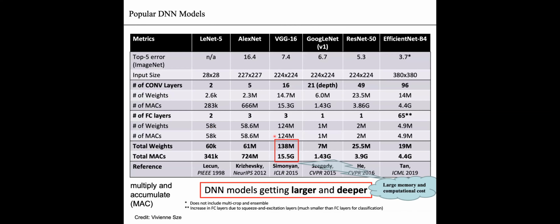Just to give you another concrete example, this table provides a side-by-side comparison of a couple of very popular deep neural network models. For example, for this VGG16 network, as you can see here, it has 138 million parameters or model weights, and also requires 15.5 gigaflops. So that's a lot of memory and computational cost.